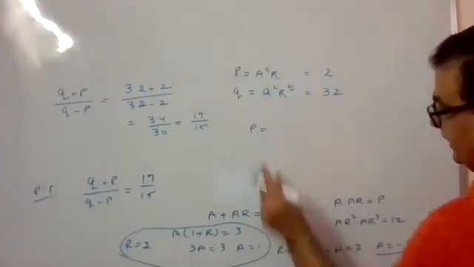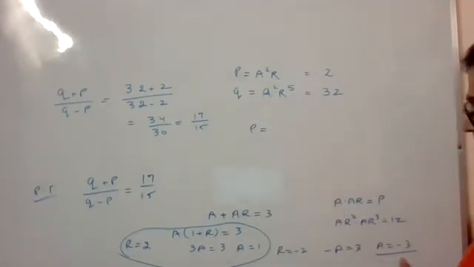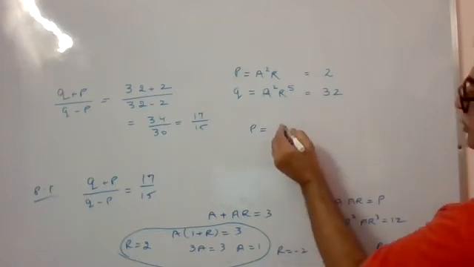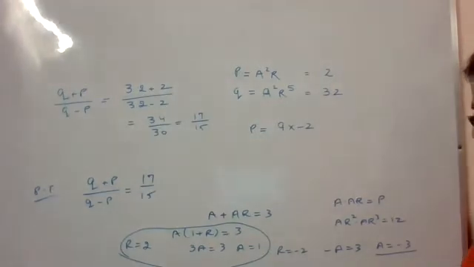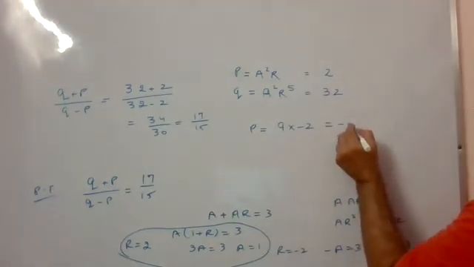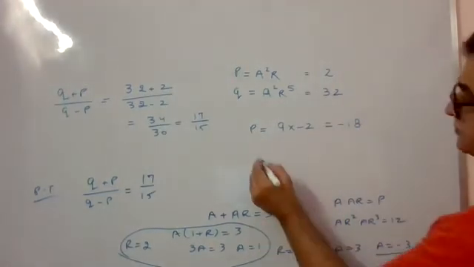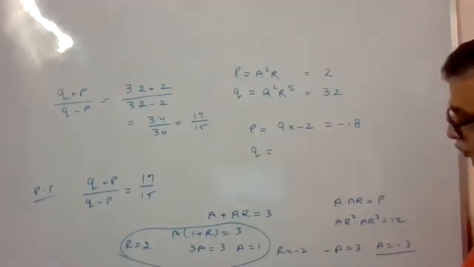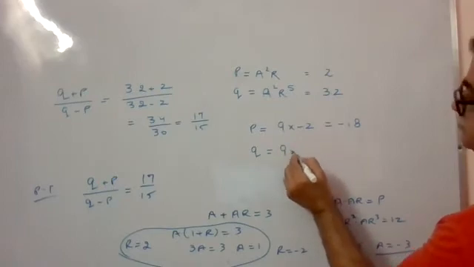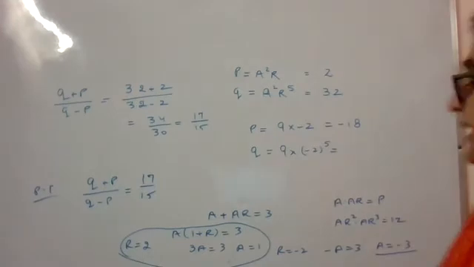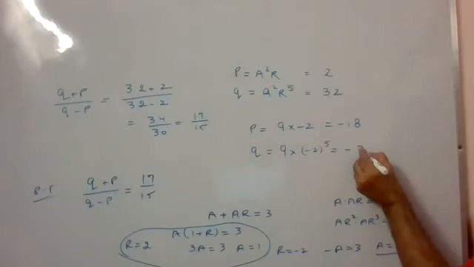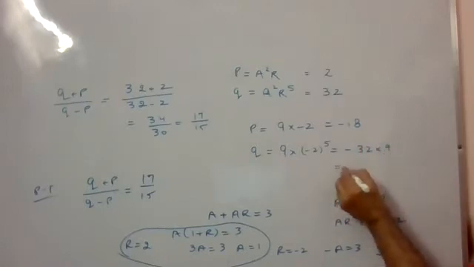What is P in the second case? A is minus 3, R is minus 2. So it will come 9 into minus 2. Yes. It is coming minus 18. When you go for Q, A square is 9 and this is minus 2 power 5, minus 32. Minus 32 into 9, calculate karo. 288.